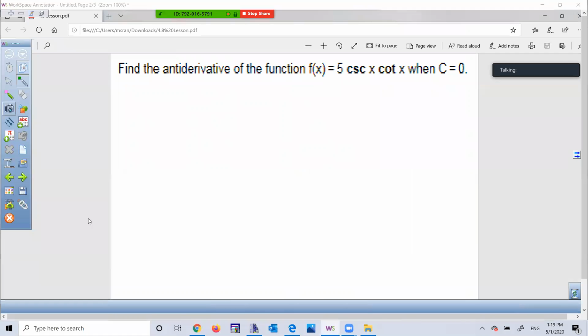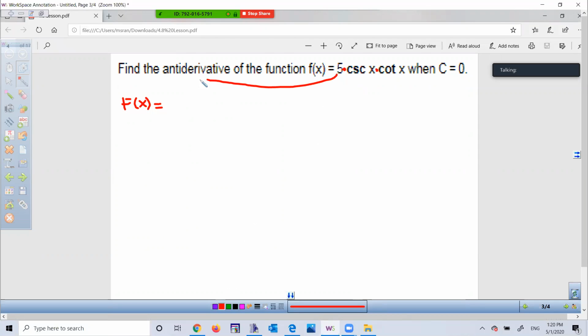Okay. So now I need to find the antiderivative of this given function when c is going to be 0. So what are you going to do? Observe what you have. 5 is multiplying times this cosecant of x. Cosecant of x is multiplying times cotangent of x. So when I'm going to find the antiderivative, first of all, any number that's always multiplying times something, all you're going to do with that number is what? Bring it down. That's going to form part of the answer, okay? That has to be part of the answer.